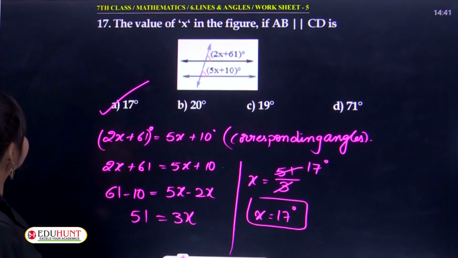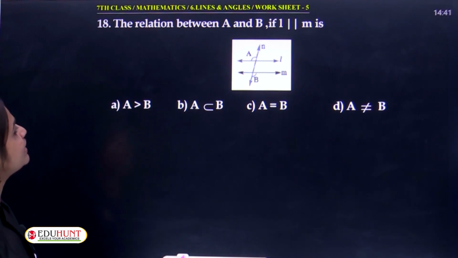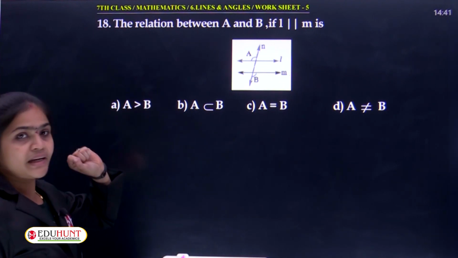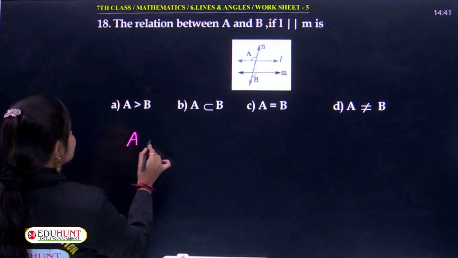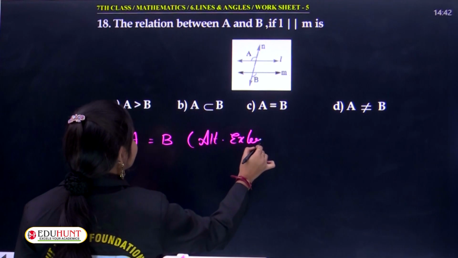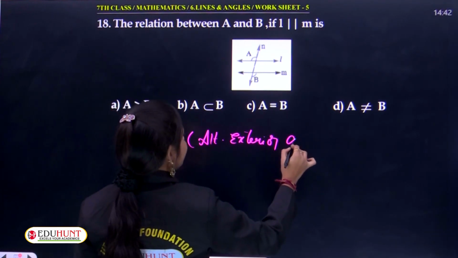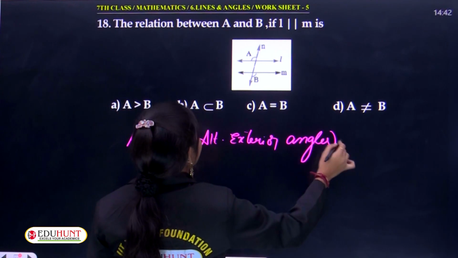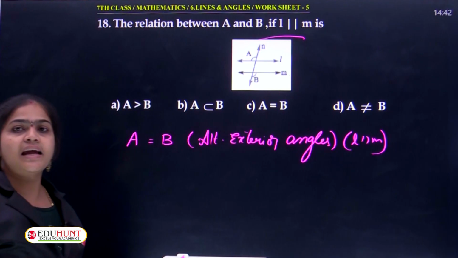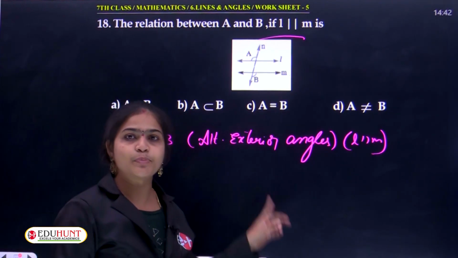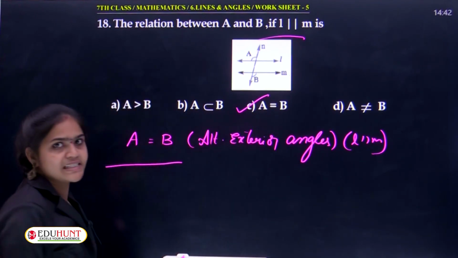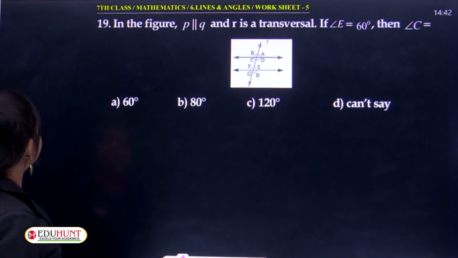Okay, yes. 18th one. The relation between A and B, if L is parallel to M. L is parallel to M. Then what will we call A and B here? Here A is equal to B. Why? Because those two are alternate exterior angles. What is the reason? Alternate exterior angles. If the given lines are parallel, then alternate exterior angles are equal, alternate interior angles are equal, corresponding angles are equal. As per that condition, A is equal to B. Option C.